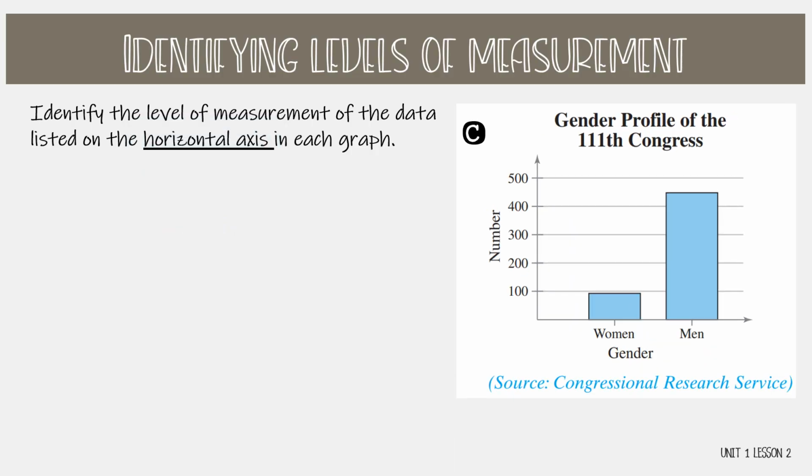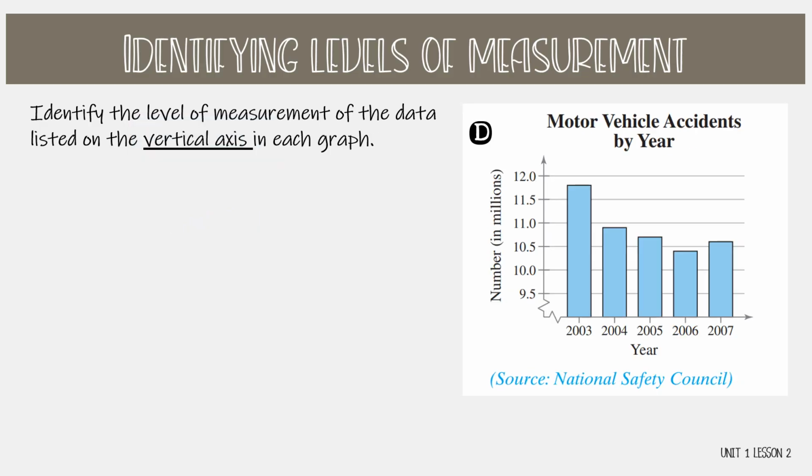Horizontal axis once again is the nominal level. And the vertical axis is the number in millions. Don't like the way the graph is made. You should start your scale on the y-axis at 0. But it's motor vehicle accidents by year. So that is also ratio.